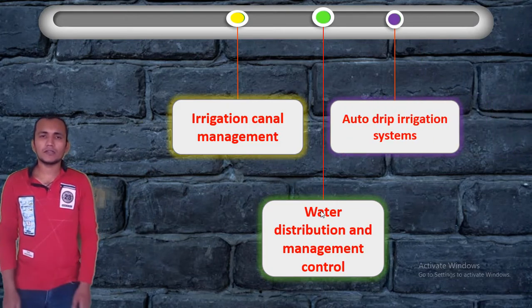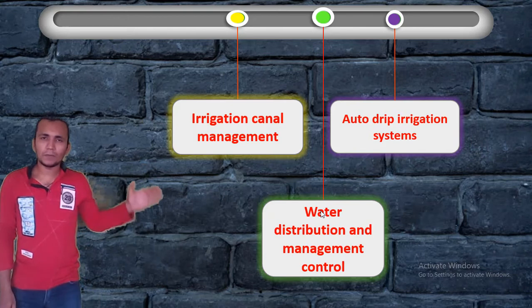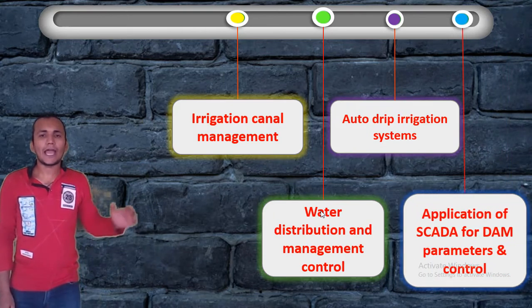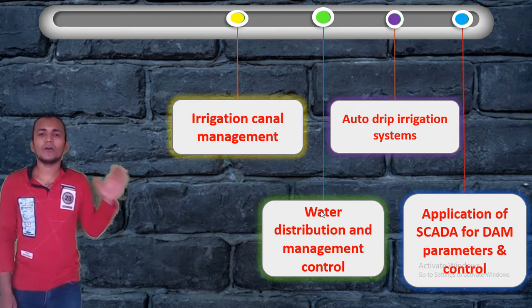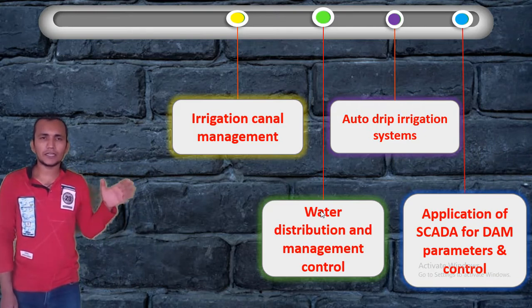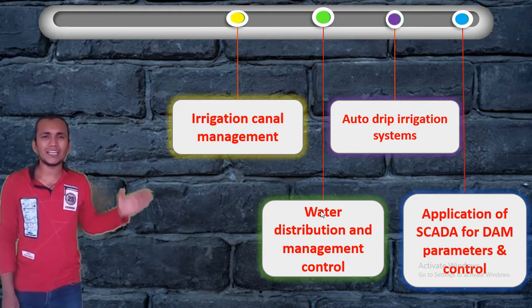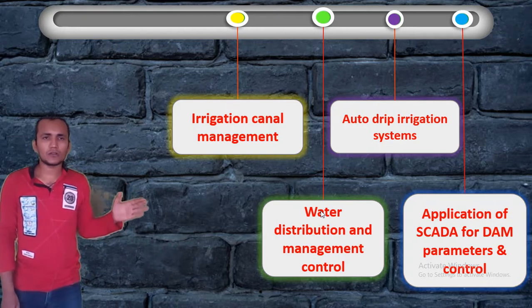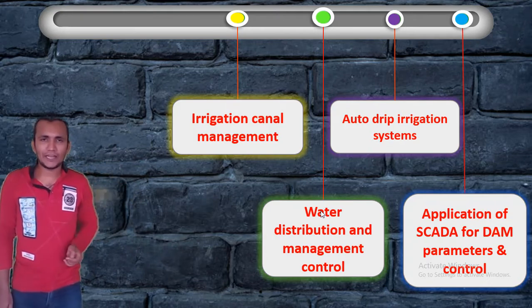Then we have to discuss the content that is auto drip irrigation system, and the last is application of SCADA for dam parameters and control. So that is the theory content that we have to study in this chapter. Let us start with the first topic, irrigation canal management.